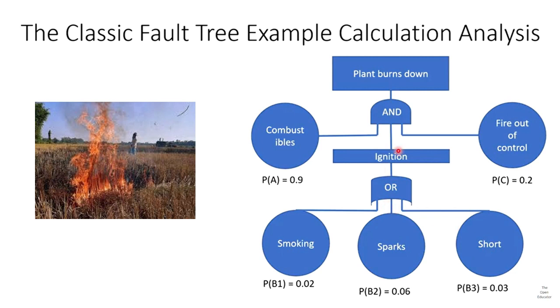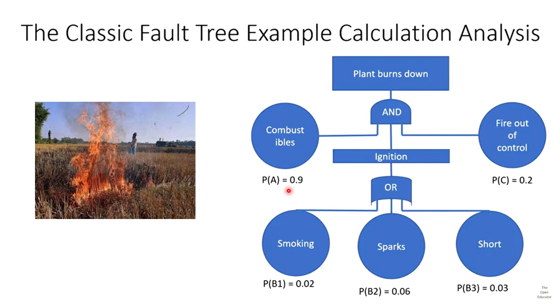Okay, but for the burning of the plants, we have the combustibles. It also needs the ignition and also needs the fire out of control for it to be considered as the top event, or the plant burns down. So hopefully this FTA, or the fault tree analysis, is clear with you, because we are going to apply some calculation for it.